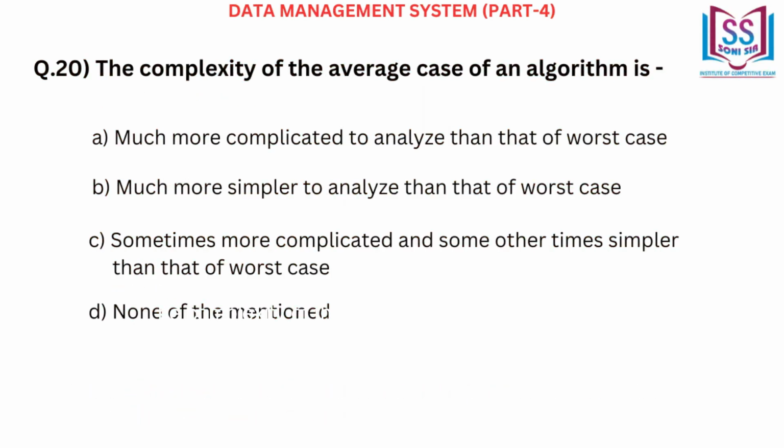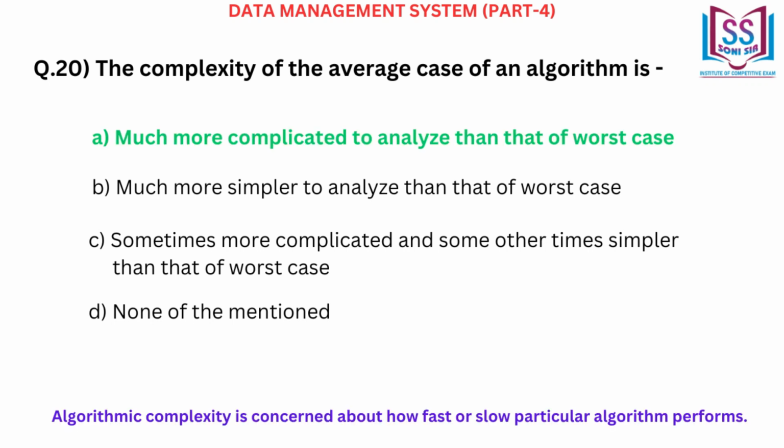The complexity of the average case of an algorithm is A. Much more complicated to analyze than that of worst case. B. Much simpler to analyze than that of worst case. C. Sometimes more complicated and some other times simpler than that of worst case. D. None of the mentioned. Correct answer A. Much more complicated to analyze than that of worst case. Algorithmic complexity is concerned about how fast or slow a particular algorithm performs.